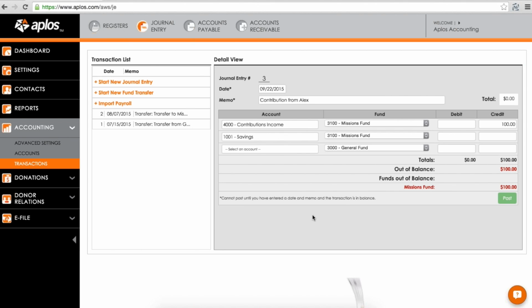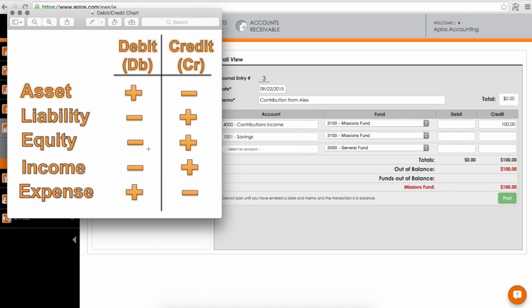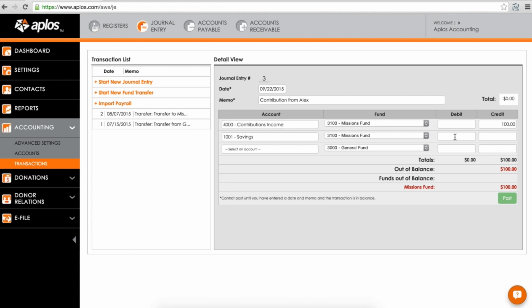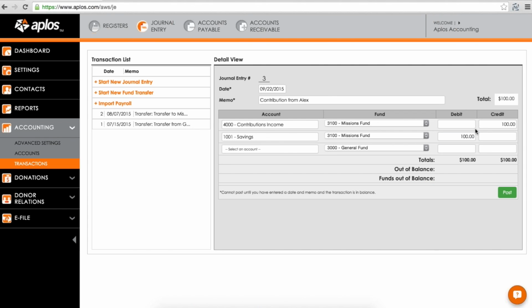Well, savings is an asset account. So if I'm going to put money into it, it's going to increase my asset account. So therefore, it's a debit value. Okay, so there's the debit. So I get $100 for my income. That $100 goes into my savings account, my asset. Everything is in balance. You'll notice there's no red text yelling at you or anything. And I can now click post.